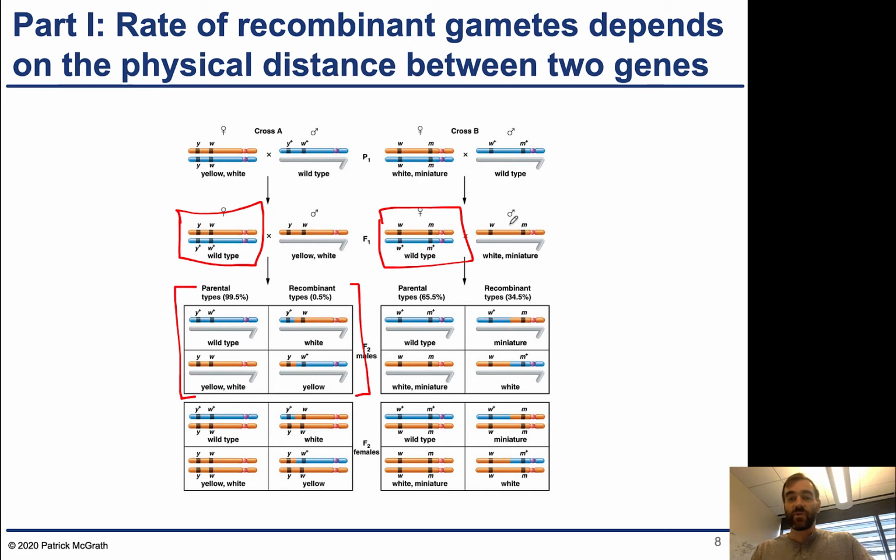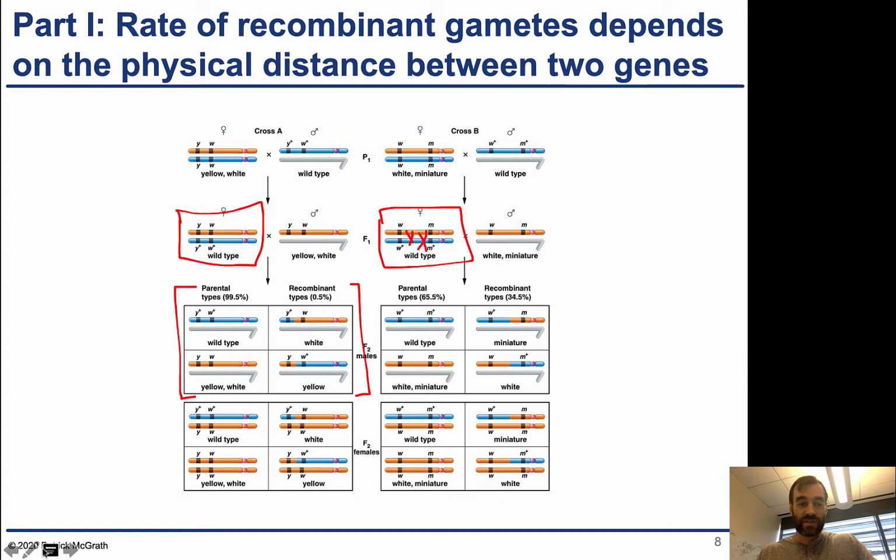But now in the second situation, W and M are physically very far apart from each other. So if we look at the number of base pairs that actually separate these two genes, it's much higher. And so in this situation, it's much easier to produce the recombinant gametes. And so the recombinant gamete frequency is actually 34.5% versus 65.5% parental gametes. So it's much more likely. And the reason for that is just the fact that there's a lot more places that a crossover can occur that would create the recombinant gametes.